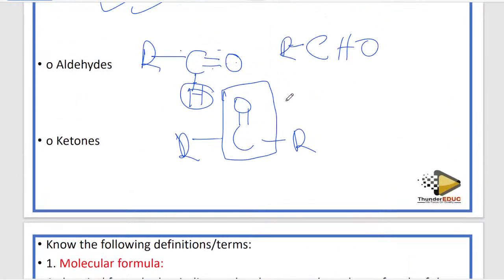So those are ketones. The major difference between the aldehydes and the ketones is that the aldehyde doesn't have a carbon atom here. It only has a hydrogen and is always at the end. If you look at this one, you'll find it's like this, meaning that this side is an alkyl.